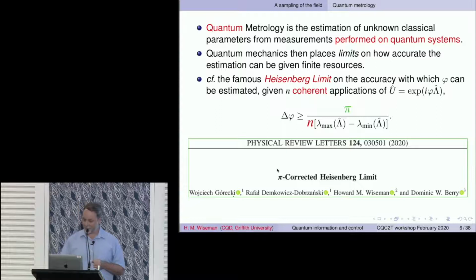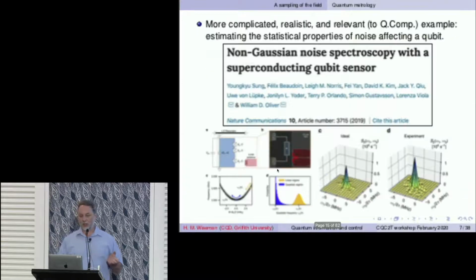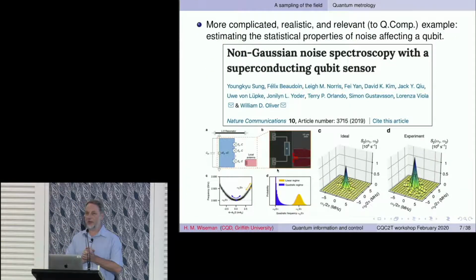Okay, so that's an example of quantum metrology. It's a fairly formalized example, as I said, but quantum metrology applies to much more real-world problems that we have in quantum technology. As Lloyd talked about, one of the first things you do when trying to build a quantum computer is to characterize the noise that's affecting your systems. That's something sometimes called noise spectroscopy, a field called noise spectroscopy.